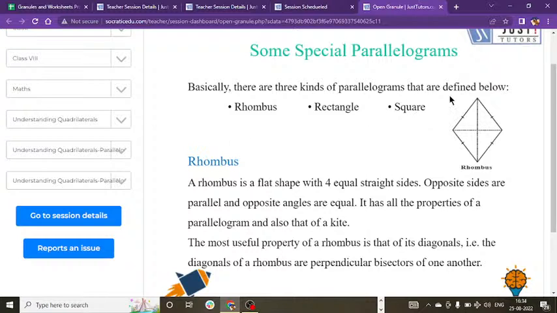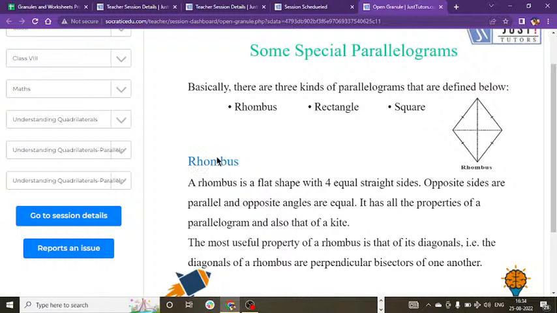So this is called rhombus, and a rhombus is a flat shape with four equal straight lines. So it's just a flat shape with four straight lines, 1, 2, 3 and 4. Opposite sides are parallel and equal, and it has all the properties of the parallelogram and also that of a kite. So kite and parallelogram के जितने भी properties हैं, they are similar to rhombus.